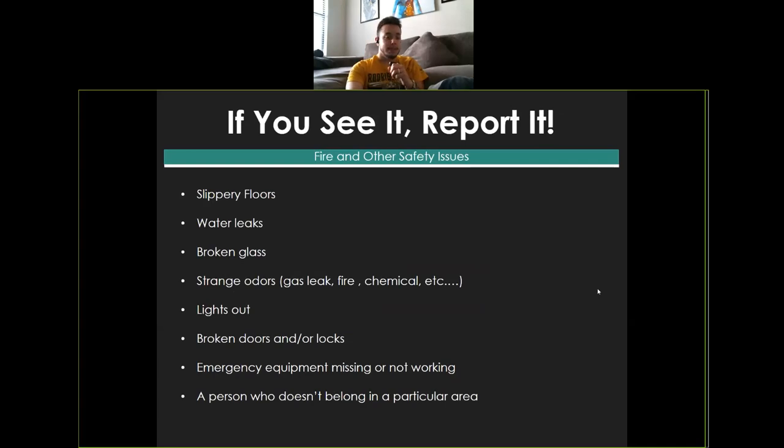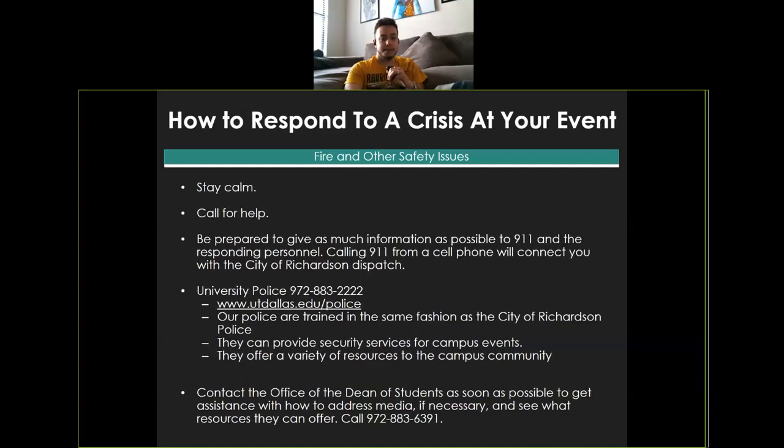Again, whenever you can see a safety issue, always report it. Things like slippery floors, broken glass, water leaks, lights out, broken doors, event equipment missing, as well as strange odors. If there's ever a crisis, remember to stay calm, call for help. If you don't know who to call, 911, UTD police, if it's on campus and they can get there faster, or if it wasn't happened the previous day or just something you wanted to let the university know about, you can always contact the Office of Dean of Students as well.